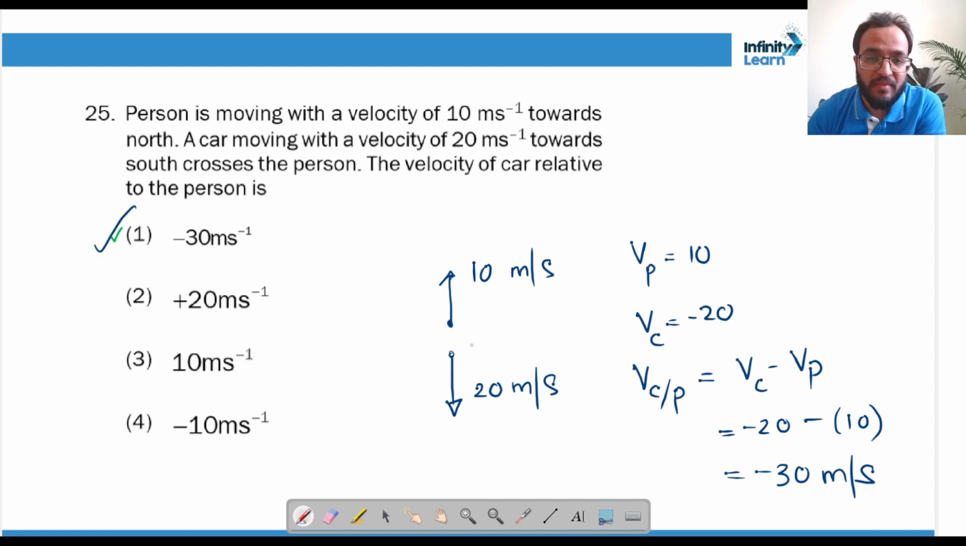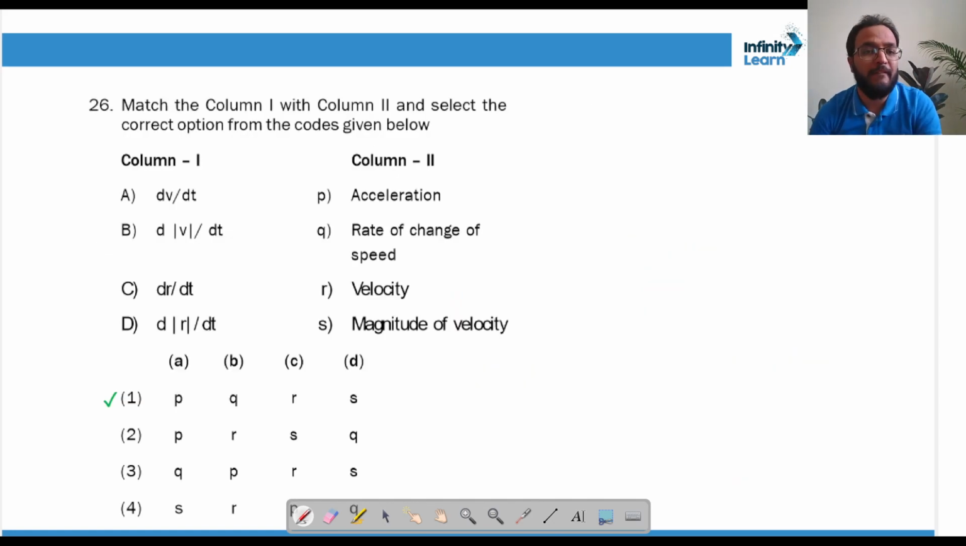Just say that the upper direction is positive, lower direction is negative. So the answer is minus 30, right?